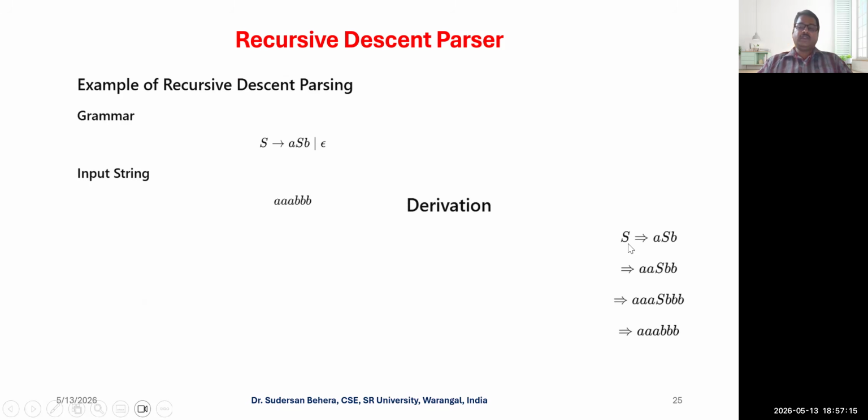First, S derives A S B. Then, as I need 3 As, I replace S with its own production A S B. Now I have 2 As on the left-hand side and 2 Bs on the right-hand side. Again, I need to replace S with the same production because I need 3 As and 3 Bs. So I did that. Finally, I substitute S with epsilon, and I got my target or desired string, that is triple A followed by triple B.